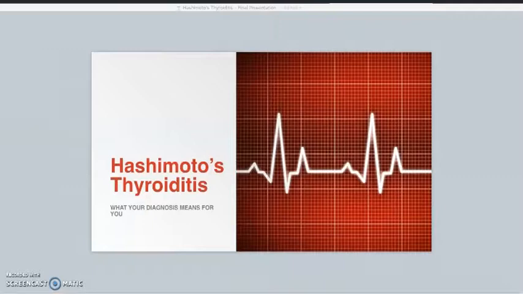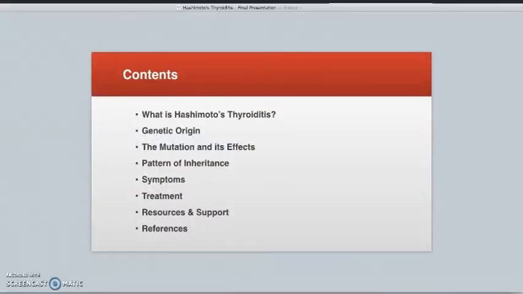Hashimoto's thyroiditis and what the diagnosis means for you, assuming we're presenting this to someone who has just been diagnosed with this disorder. So we'll be covering a multitude of things today, basically just a breakdown of what the disease is, the genetic origin, the mutation and its effects on the gene, the pattern of inheritance, the symptoms and treatment of the disease, and then some resources and support. And then I also included my references at the end of the presentation, as well as in the Word document that I'll be turning in.